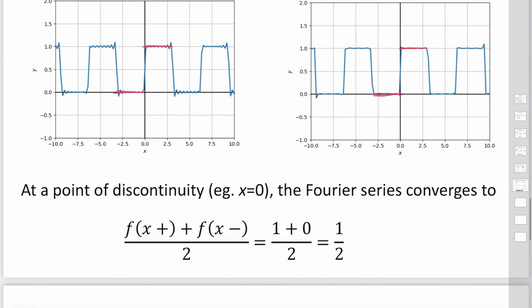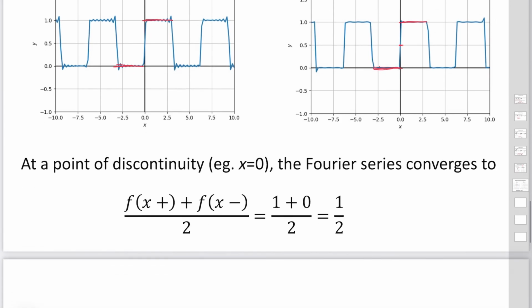At the point of discontinuity, at x equals 0, it becomes 1 over 2. Approaching from the negative values of x, it becomes 0. Approaching from the positive values of x, it becomes 1. So 0 plus 1 divided by 2 is the average, and it becomes 1 over 2. So if you consider the Fourier series, the functions pass through the midpoint of each discontinuity.